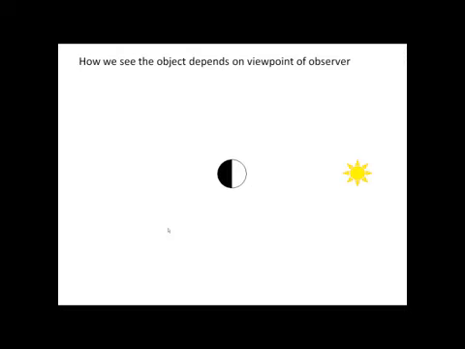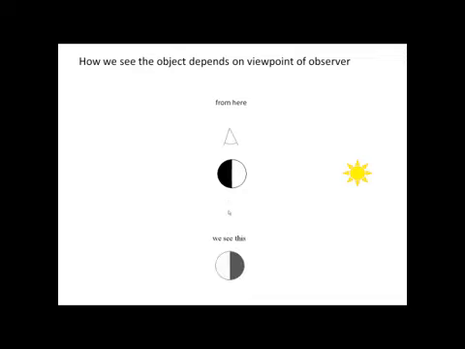Now, how we perceive the illumination of that physical object depends on the viewpoint of our observer. From here, and this is a very poor eyeball, we see the unilluminated portion of that object, and so it looks essentially dark. From here we see half of the object illuminated, which makes sense. We're looking at it from this side.